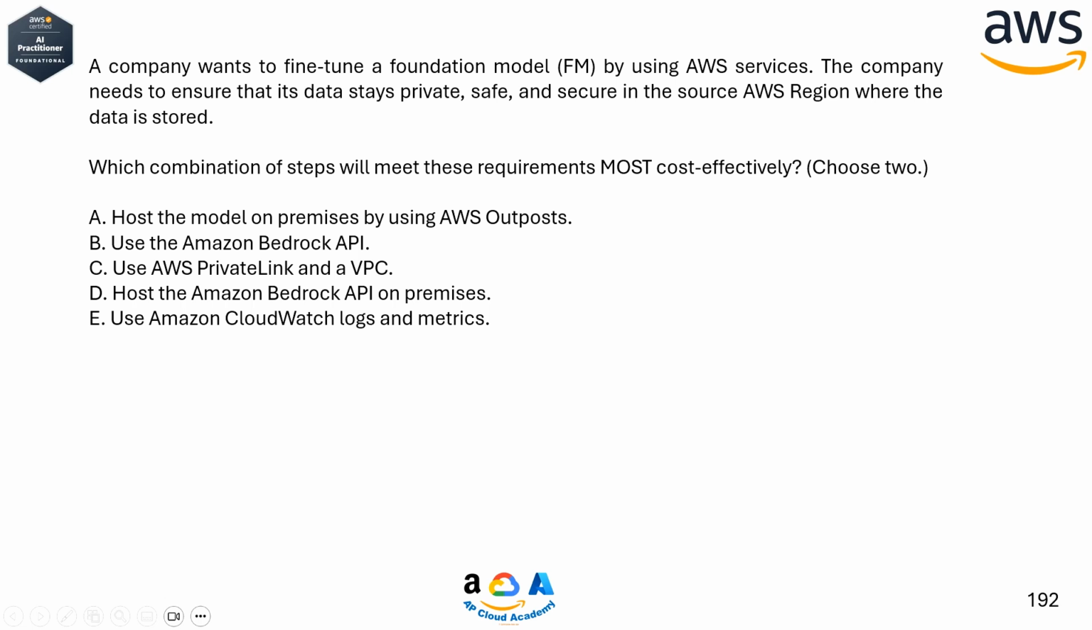Choose 2. A. Host the model on premises by using AWS Outposts. B. Use the Amazon Bedrock API. C. Use AWS PrivateLink and a VPC. D. Host the Amazon Bedrock API on premises. E. Use Amazon CloudWatch logs and metrics.